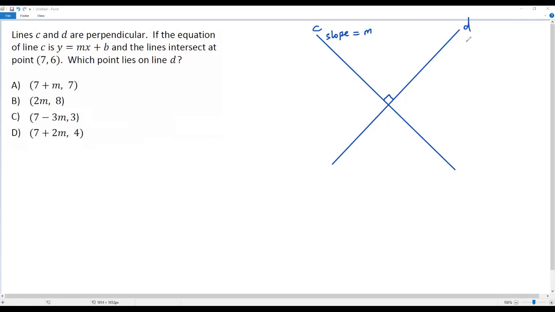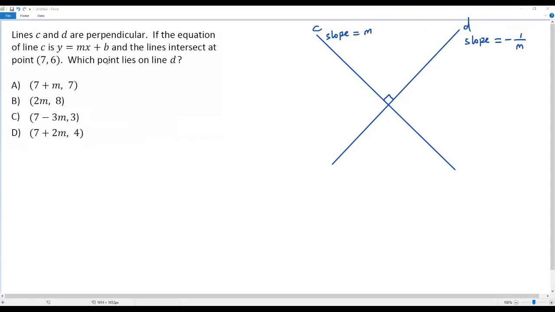Okay, now let's get the slope of line D. Since the two lines C and D are perpendicular, we will be able to get the slope of line D from the slope of line C. Here the slope of line C is m. Now to get the slope of line D, we have to take the reciprocal of this m, then we get 1 over m, and also we have to take the opposite sign of this slope. Here we have positive m, then it has to be negative. Okay, here I got the slope of line D, that is negative 1 over m.